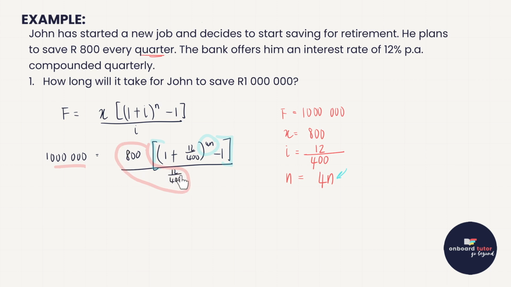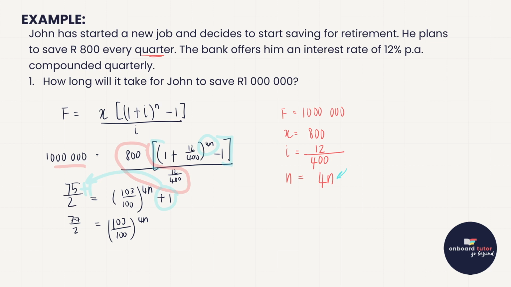And then I get a nice little answer there of 75 over 2, is equal to 1 plus, let's work out this bracket. So instead of the whole 1 plus 12 over 400, we're just going to say 103 over 100. That's to the power of 4n minus 1. Let's move this minus 1 across. It's going to become plus 1 on that side. So 75 over 2 plus 1 takes us to 77 over 2, and that is equal to 103 over 100 to the 4n.